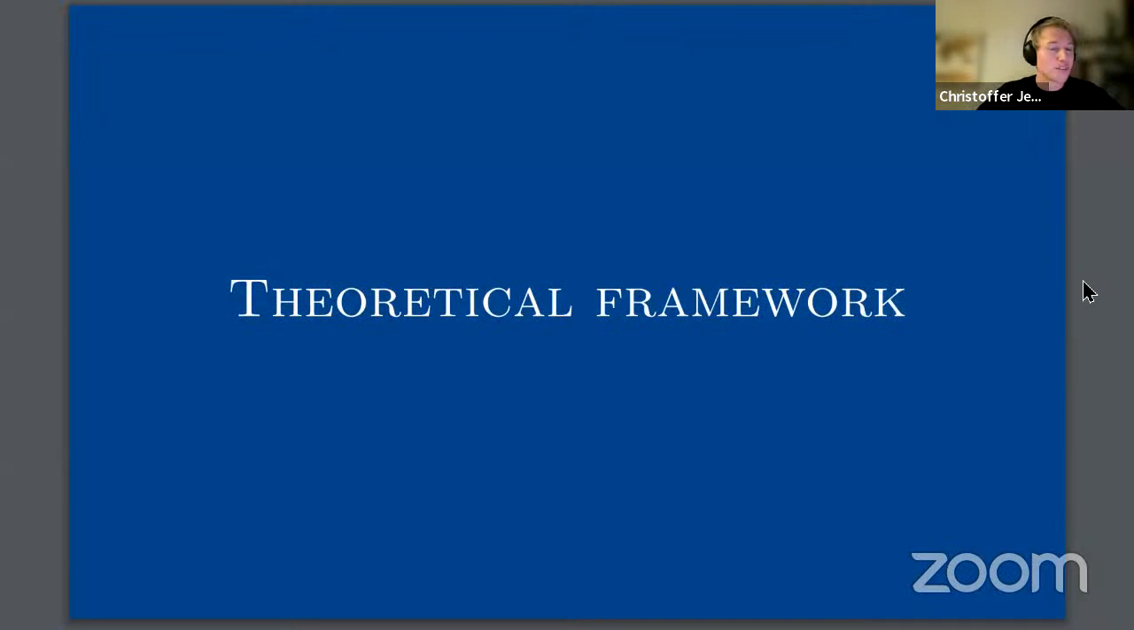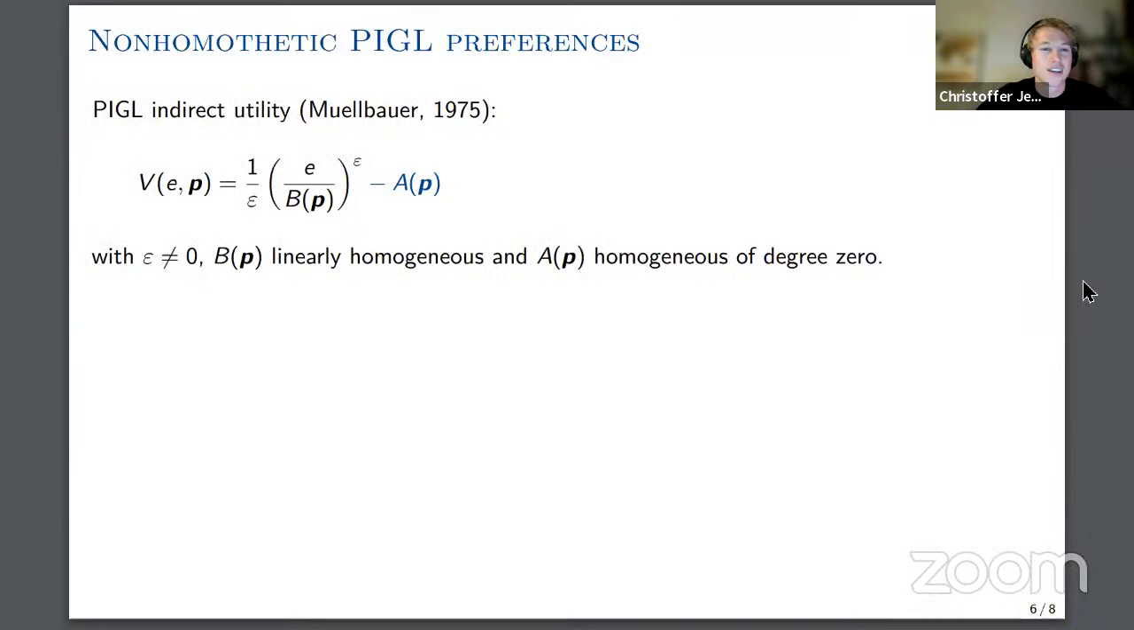I'll now dive a bit into our theoretical contribution, the underlying mechanism of our non-homothetic cost of living index, and I'll then conclude by also showing you how you can actually estimate the index and take it to the data for use. So our cost of living index is an economic index. It departs from the so-called price-independent generalized linearity preferences.